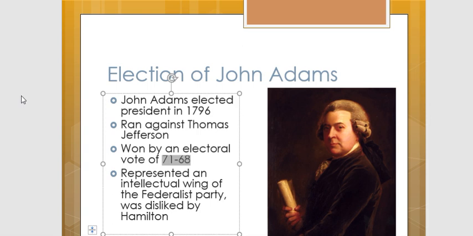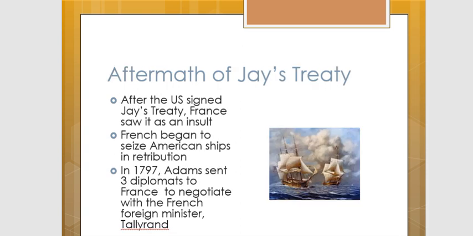So we have an Adams presidency, but as we're going to see real quick, problems are going to bubble up, and the problems are all going to be coming from foreign policy. The French Revolution is still going on, and we still got some big problems. All right, he's dealing with the aftermath of Jay's Treaty. Okay.